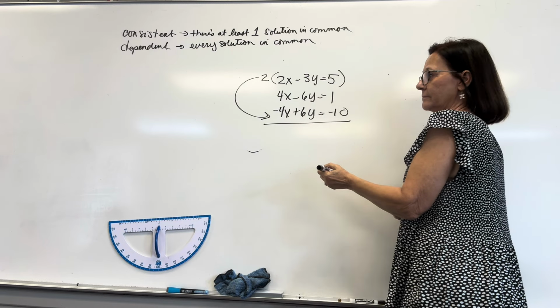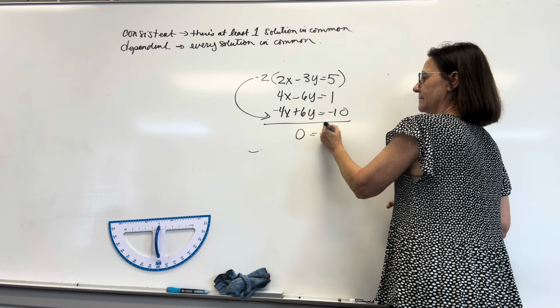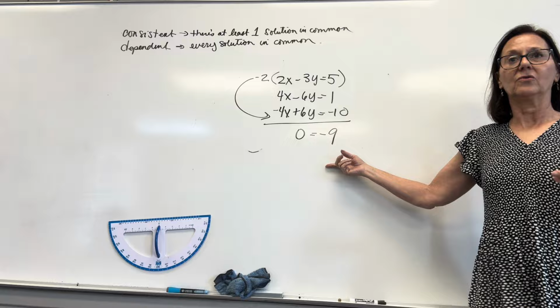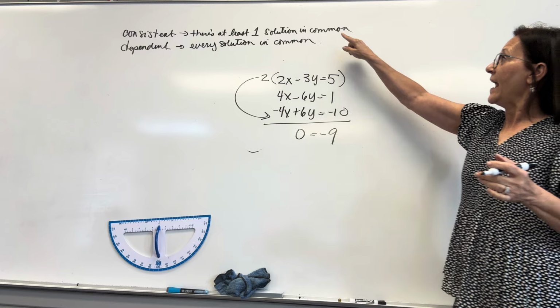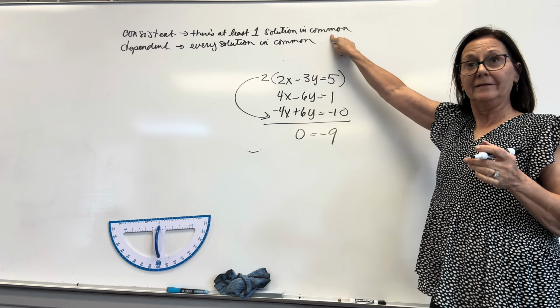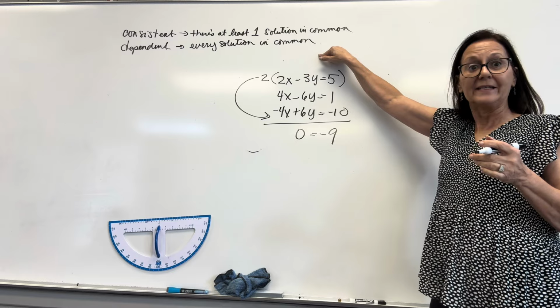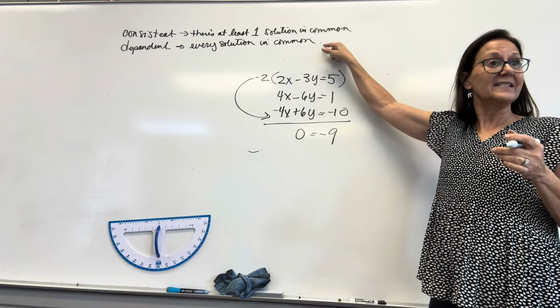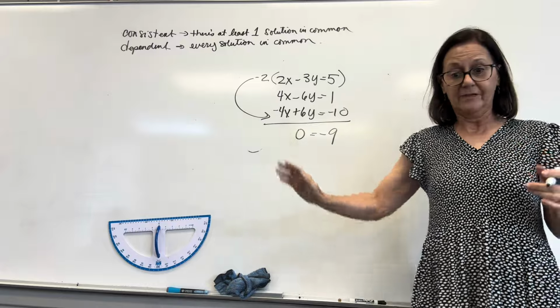They're parallel. It's going to be 0. It's illogical. When it's illogical, they're parallel. They have no solutions in common. They're inconsistent and independent. And they're parallel. Got it?